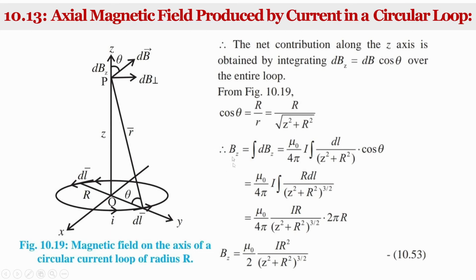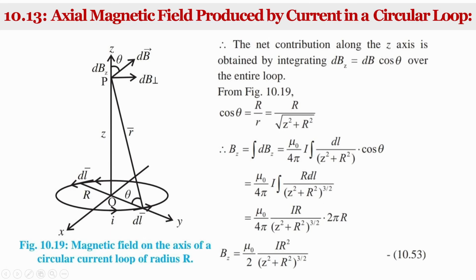After solving we get Bz equal to mu naught upon 4 pi, I, integration of r dl, divided by z square plus r square into the square root of z square plus r square. After solving, we get its power as 3 by 2. So we get this term, mu naught upon 4 pi, I r divided by z square plus r square raised to 3 by 2.